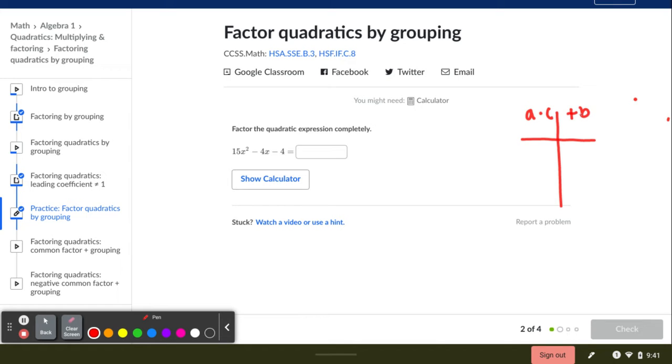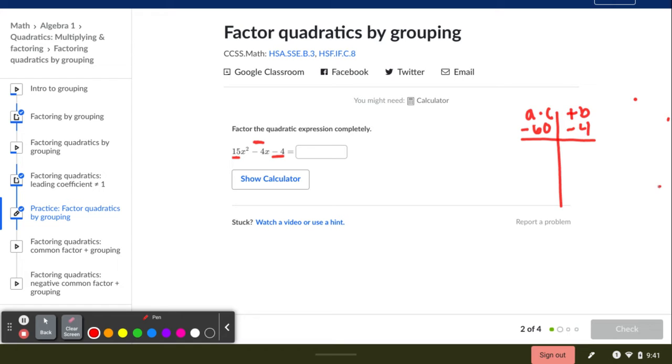So first we need to identify, well, what is a times c? Well, a is 15 and c is -4. So 15 times -4 is -60. And then it needs to add together to be b, which is -4. So I just start listing off the factors that multiply together to be -60.